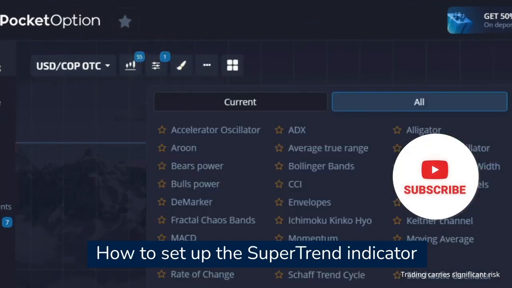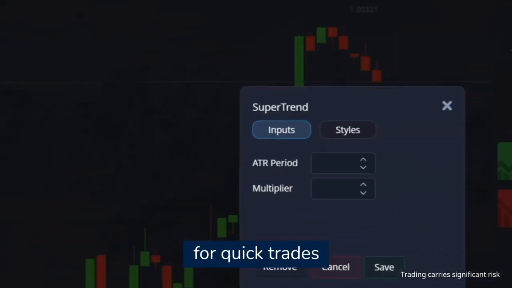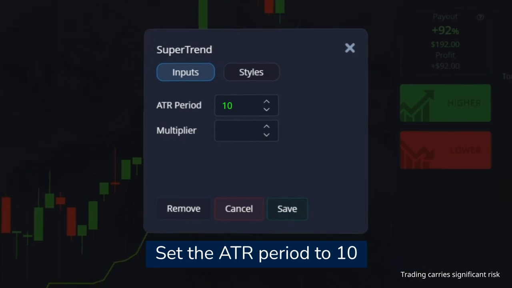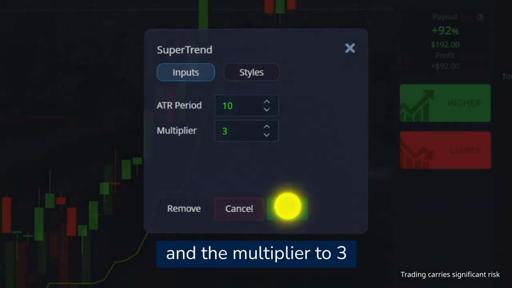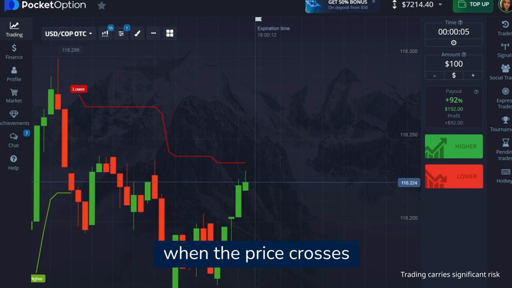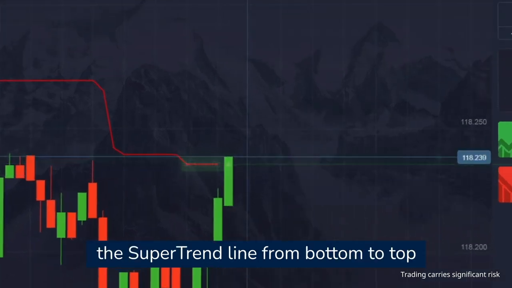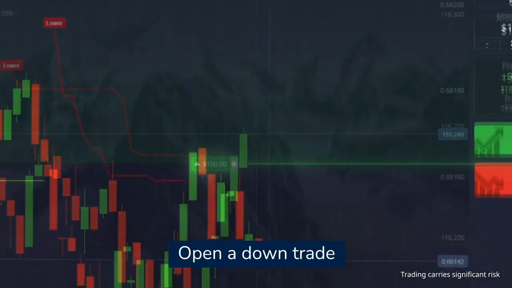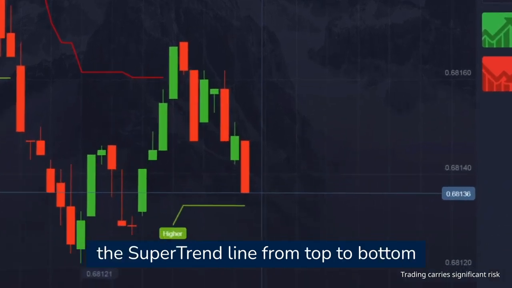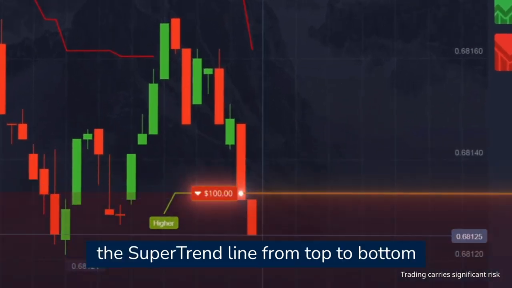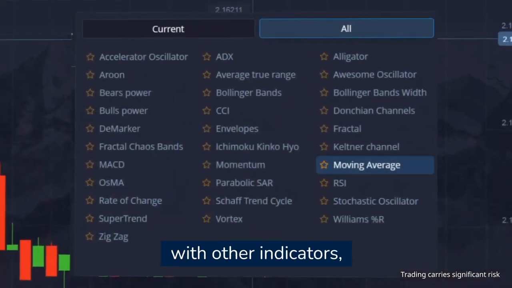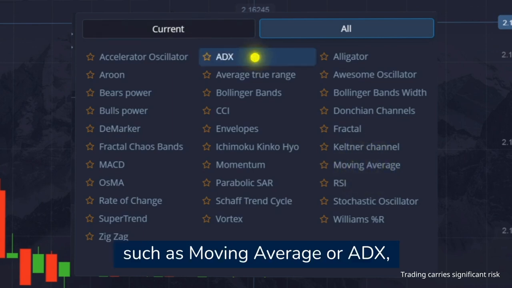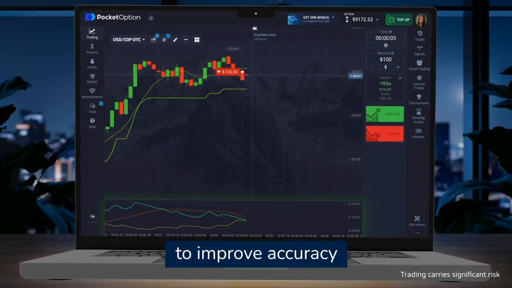How to set up the SuperTrend indicator for quick trades. Set the ATR period to 10 and the multiplier to 3. Open an up trade when the price crosses the SuperTrend line from bottom to top. Open a down trade when the price crosses the SuperTrend line from top to bottom. Combine SuperTrend signals with other indicators, such as moving average or ADX, to improve accuracy.